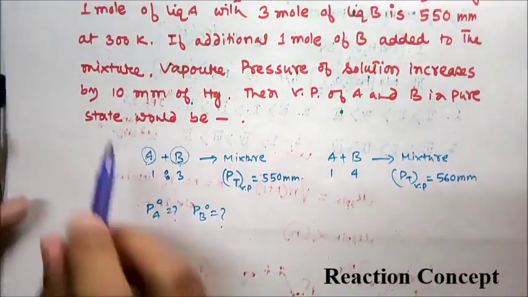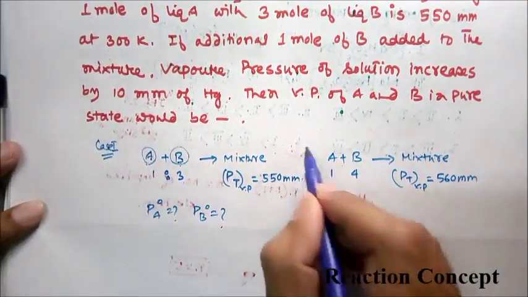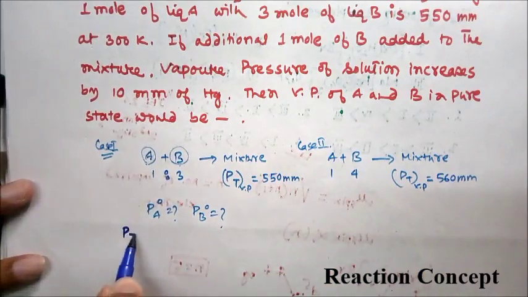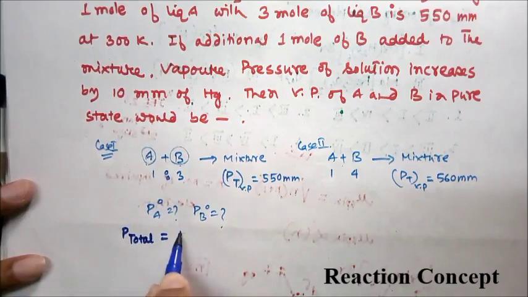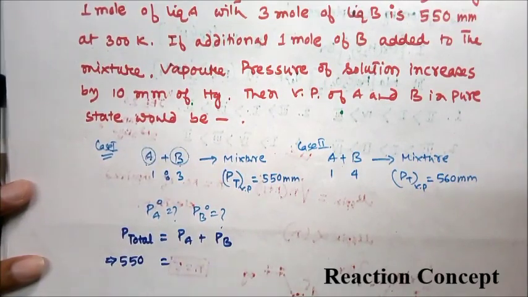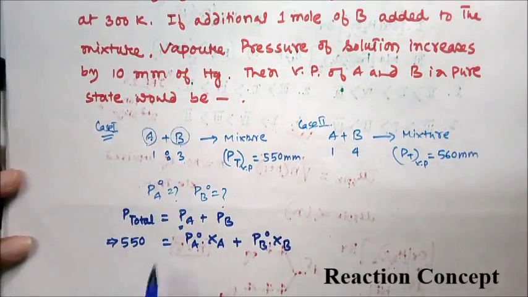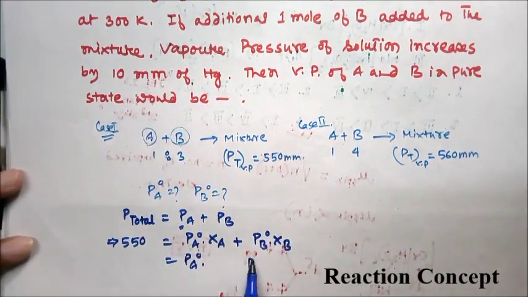Okay, so first consider this one as case 1, this is case 2. So in case 1, you see, if we consider the total pressure as a summation of PA and PB, it is 550. Okay, so in place of vapor pressure of A, we can write PA naught into mole fraction of A in the solution, and in place of PB, that is vapor pressure of component B in the solution, we can write PB naught and mole fraction of B in the solution.